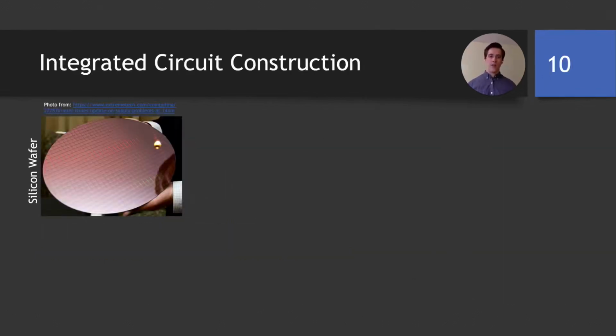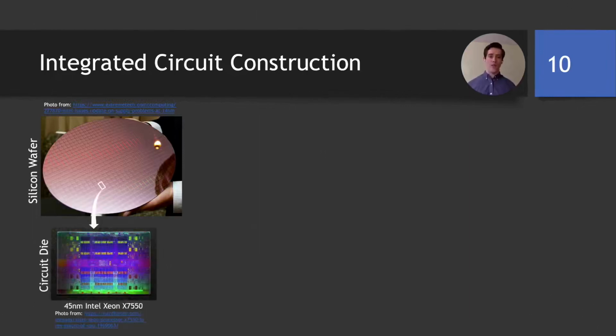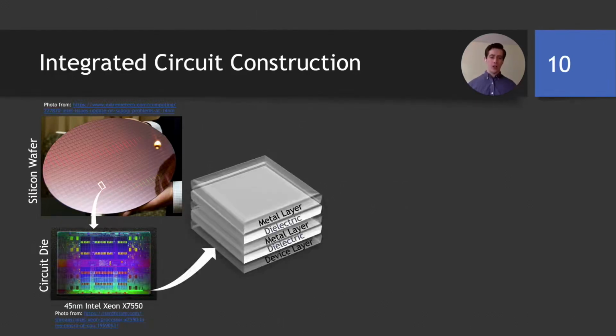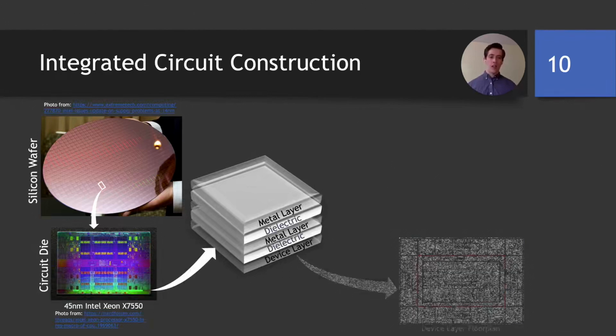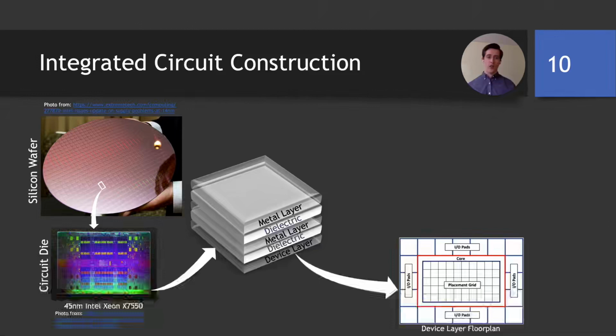As many of you probably know, integrated circuits are fabricated on silicon wafers, where each wafer contains several copies of the same circuit die. Each circuit die is a three-dimensional structure where the bottom layer, known as the device layer, contains all of the logic gates or physical transistors that are organized on a grid known as the placement grid. Surrounding the placement grid are I/O pads that enable the chip to communicate with the outside world.